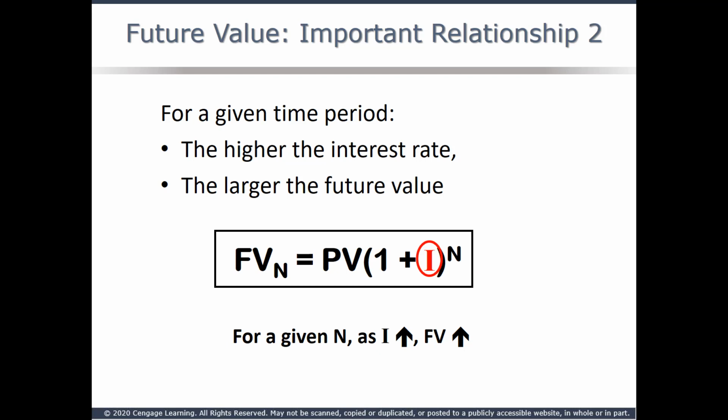For a given time period N, the higher the interest rate, the greater the future value, meaning the higher the interest rate you can earn, the more money you have in the future. The relationship between interest rate and future value is direct.